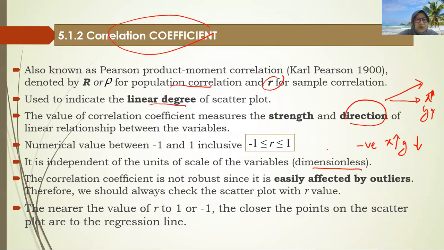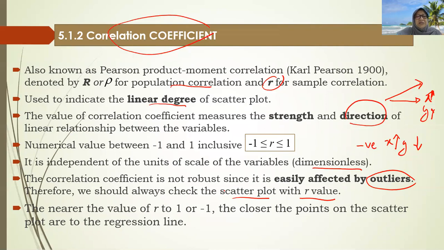R has no unit. The correlation coefficient is not robust. It is easily affected by outliers. Therefore, we should always check the scatter plot with the R value. We need to be careful when we have outlier data, so we always need to double check with the plot. You cannot simply look at the numerical value of R and then make a conclusion. You also need to check on the scatter plot.